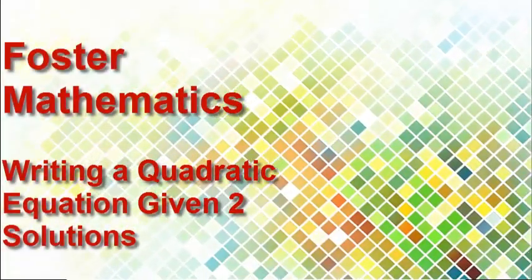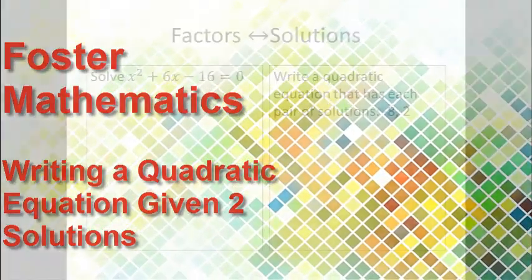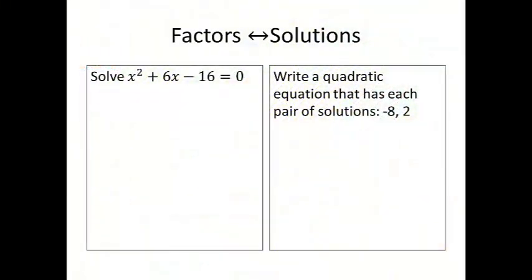In this lesson, we'll take a look at how to write a quadratic equation given a pair of solutions. In order to do that, we want to first refresh our memory on how we solve a quadratic equation by factoring. If you take a look at the left side of the screen, we want to solve this quadratic equation, and we do so by writing the two factors. In this case, our two factors are x plus 8 and x minus 2.